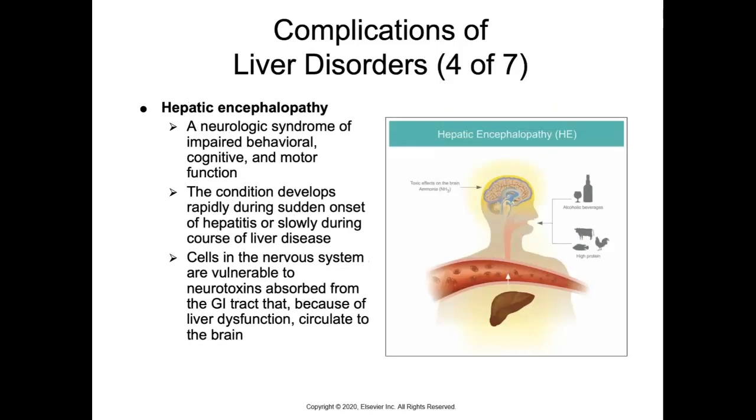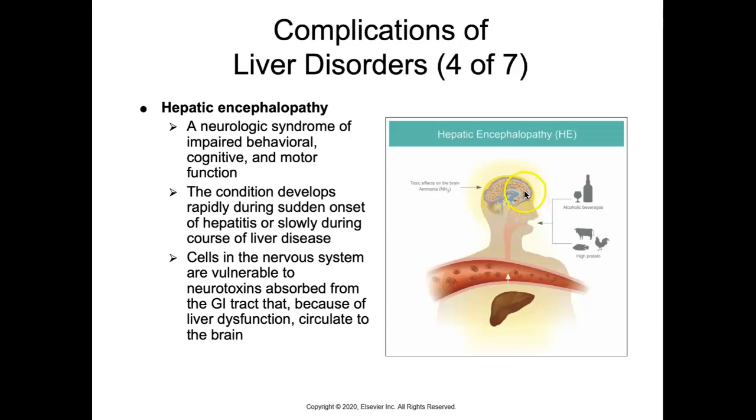Now on to hepatic encephalopathy. This is a neurologic syndrome of impaired behavioral, cognitive, and motor function. So what does this really mean? Well, the condition is going to start to develop when all of a sudden we have hepatitis take place, or this happens slowly while the liver disease is progressing.